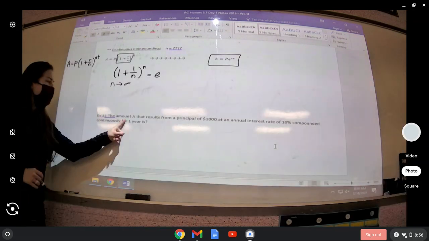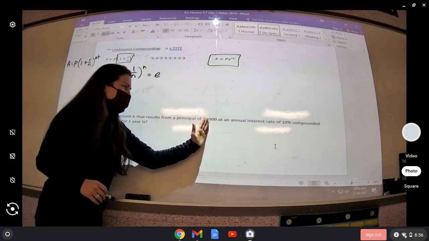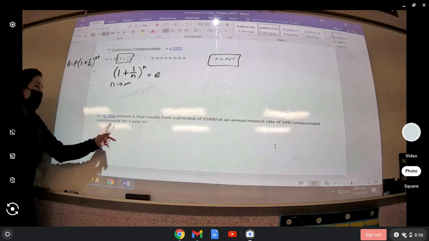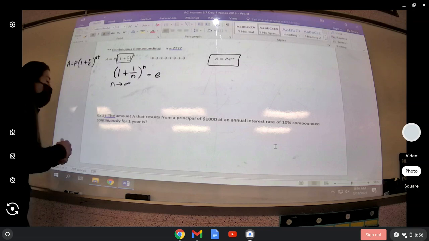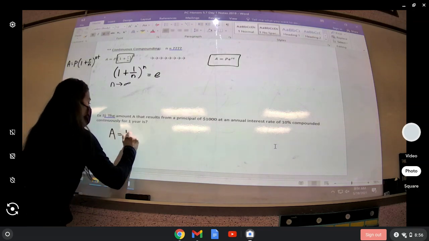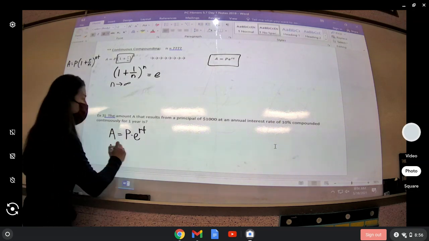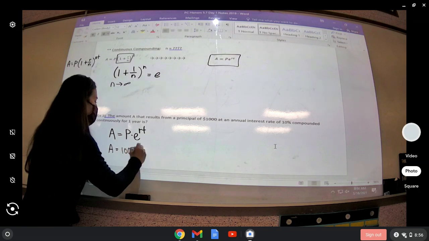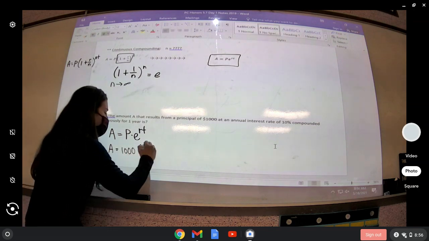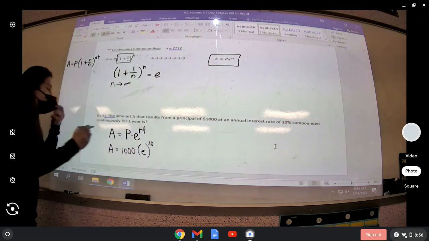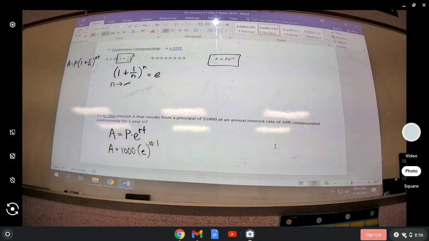All right, so it says the amount A that results from a principal of $1,000 at an annual interest rate of 10% compounded continuously, keyword, for 1 year. How much money do you end up with? So we're going to use PERT. It's P, your principal, which in this case is $1,000, times e to the power of your rate, which is 10%, so 0.10 or 0.1, times the time, which is 1 year. So you just type that into your calculator and hit enter, and it'll tell you exactly how much money you end up having.